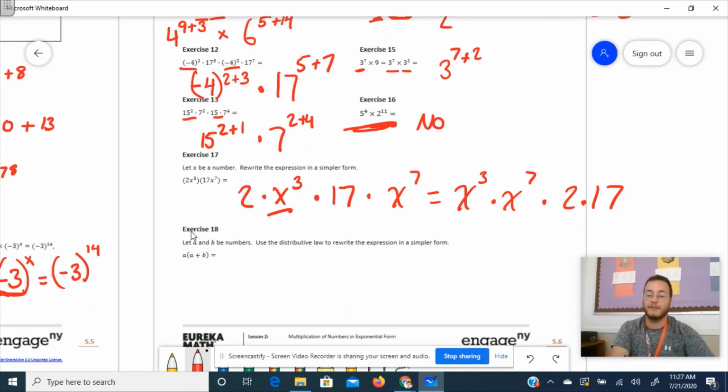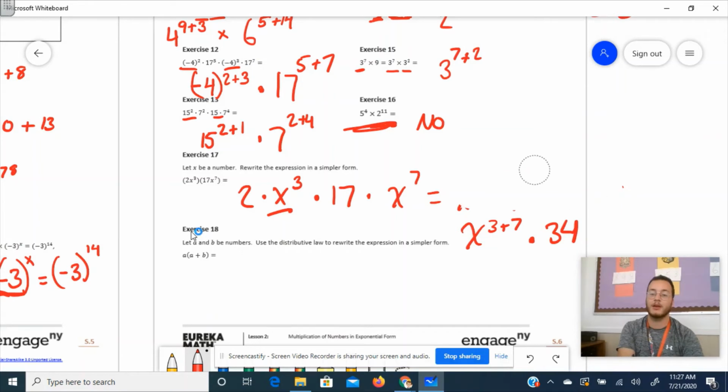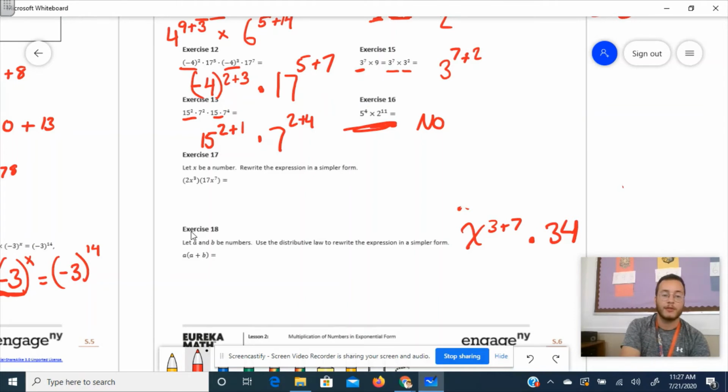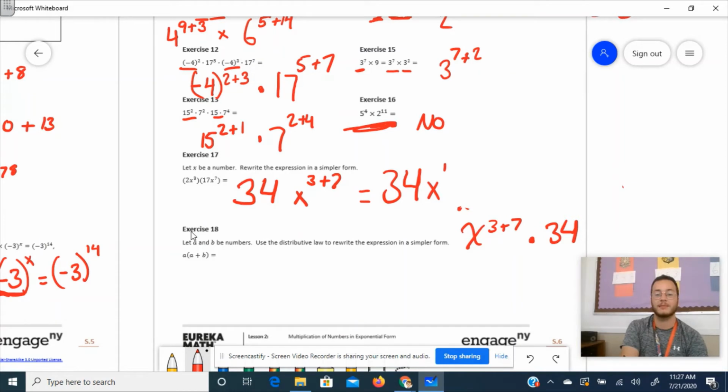Now I can simplify even further. I have x, the shared base, to the 3 plus 7 because they're being multiplied, times 2 times 17, which will get me 34. Now, if I want to simplify that even further, remember whenever I have a constant, that number 34, times an exponent, I can rewrite that as 34 times x to the 3 plus 7. And if I simplify that even further, I have 34x, and 3 plus 7 is going to give me 10.